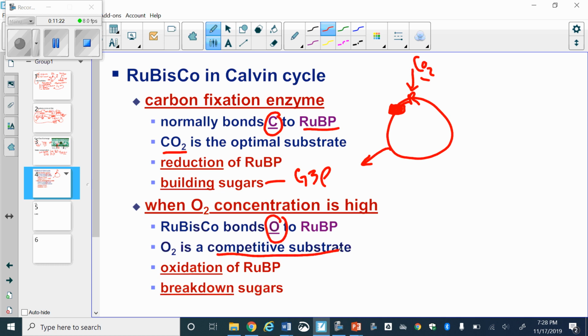Oxygen is a competitive substrate. So think of Rubisco as wanting to do the right thing, but when put in the wrong situations, it starts doing bad stuff. And oxygen is nefarious by nature. It's really bad for Rubisco. And instead of actually reducing RuBP, we oxidize. Remember, that means that it loses electrons. So we're actually breaking sugars.